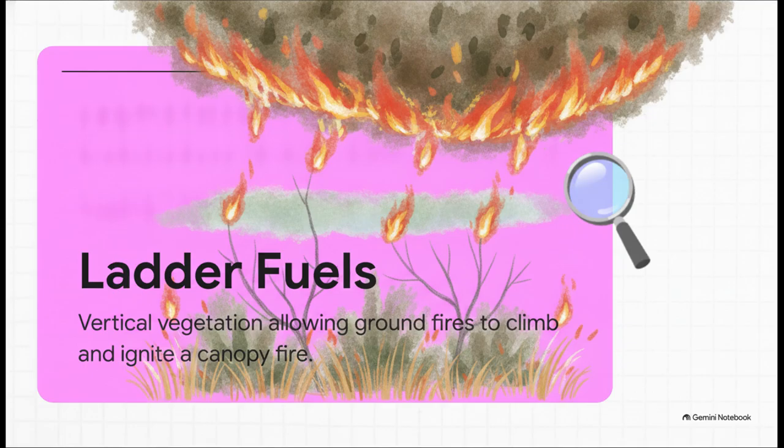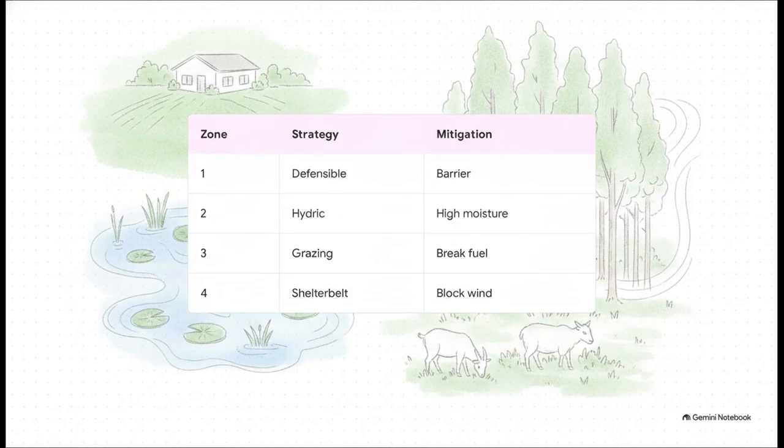So our ecological blueprint must systematically sever this vertical connection. Let's look at how spatial zoning builds a concentric fortress of defense, where every single zone has a highly specific engineered job in modifying that fuel load. In permaculture, we organize space into zones based on human interaction. Zone 1, right around the house, is your defensible space.